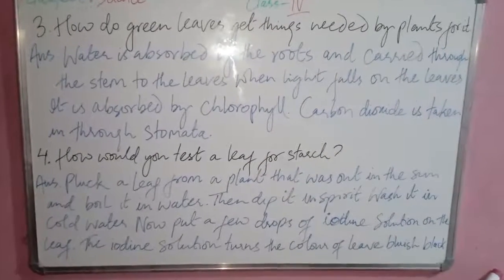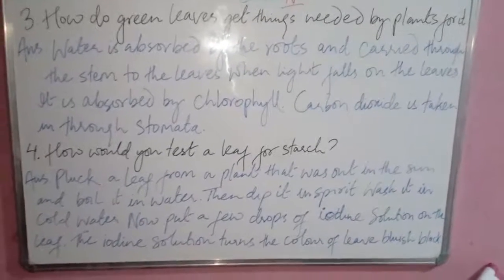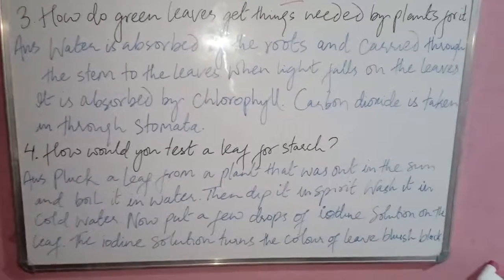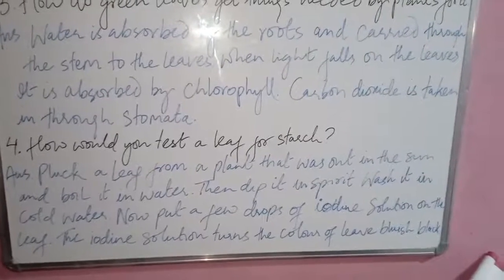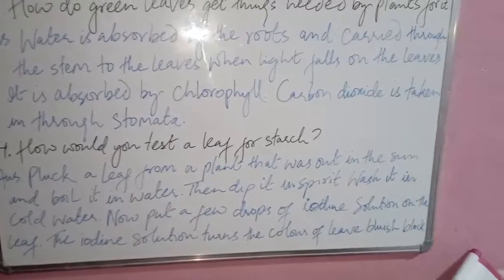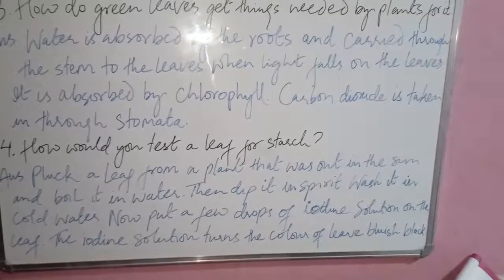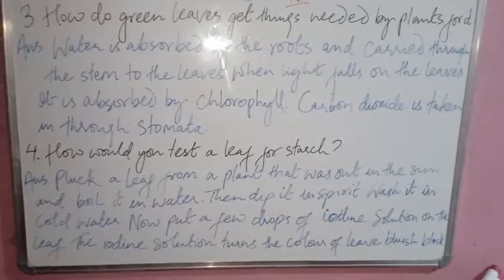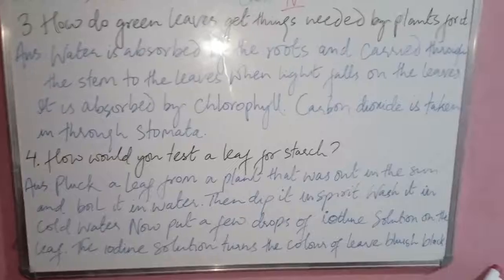After this, question number 4. How would you test a leaf for starch? So you have to write, pluck a leaf from a plant that was out in the sun and boil it in the water. Then dip it in spirit, wash it in cold water. Now put a few drops of iodine solution on the leaf. The iodine solution turns the color of the leaf bluish black.